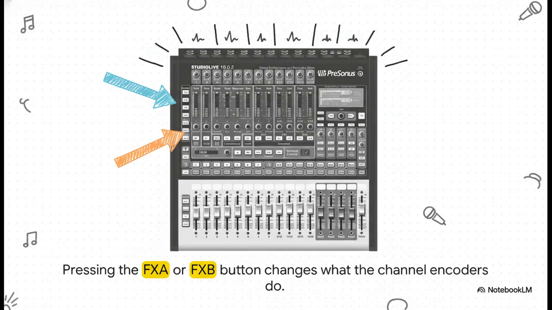And right here, you can see exactly what I mean. See these FXA and FXB buttons? Pressing one of them completely changes what these channel encoders do. You'll even see the little LED meters above them change to show you the effects send level instead of the EQ setting. It's really clever.